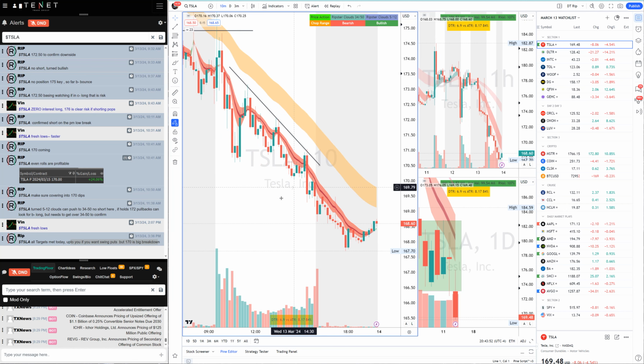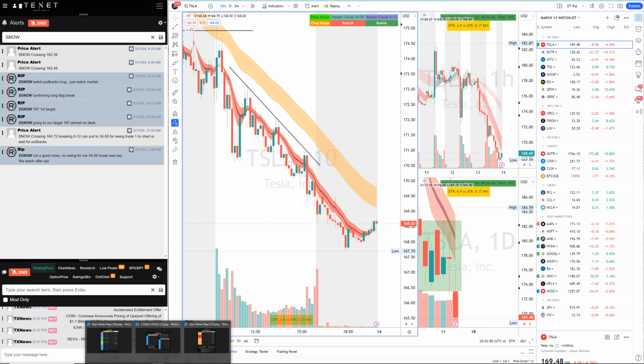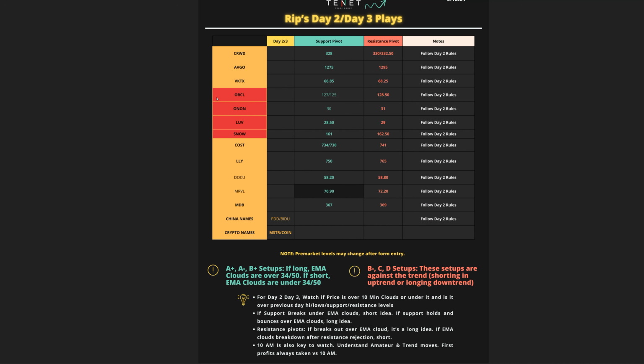So the next one we're going to look at is Snow. What was Snow? Snow was our day 2 setup. Let's go look here at my day 2 sheet. Snow was one of the top ones, the highlighted one, and the support was 161, resistance was 162.50.